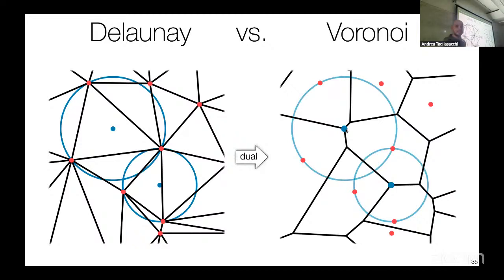And not only that, but the connectivity in between, or the proximity in between 2 cells is indicated by the existence of an edge in the Delaunay triangulation. So if I have an edge right here in the Delaunay triangulation, then the 2 cells of the Voronoi diagram of the 2 corresponding sites will touch along a facet right here. And so they have a full dual representation. And so converting one into the other and back and forth can be done very, very efficiently.